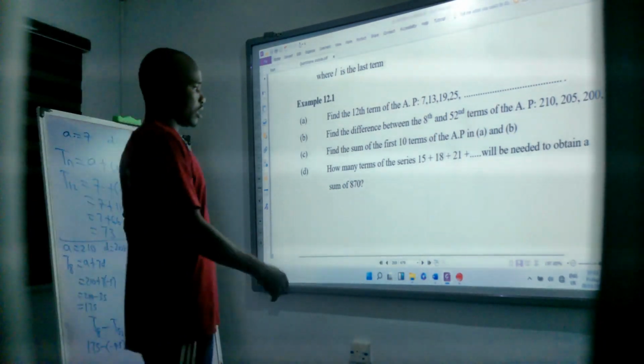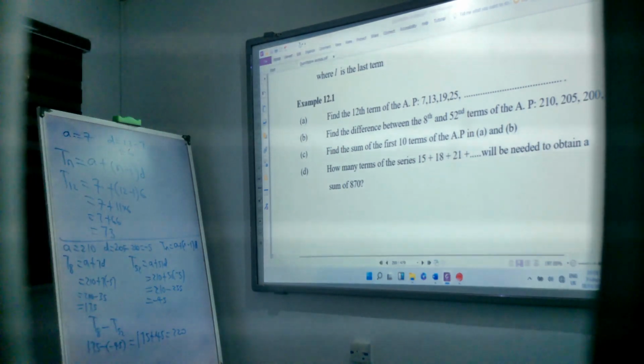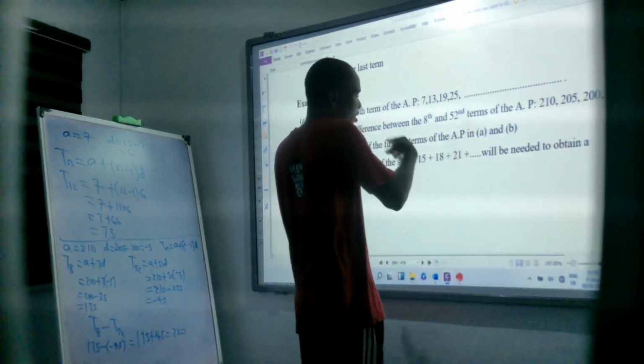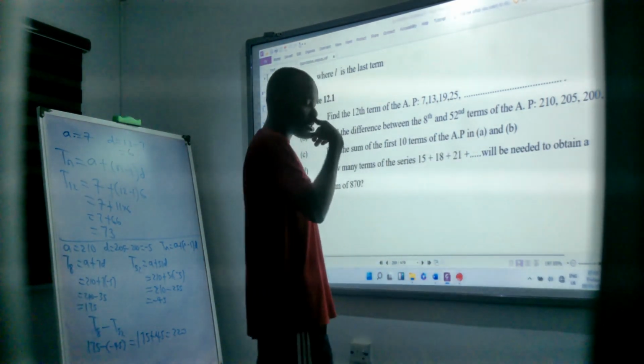What does the next question say? How many terms of the series are needed to obtain a sum of 870? Yes, we sum all the series together. That means our sum of the first n terms, the number of terms, is that okay?